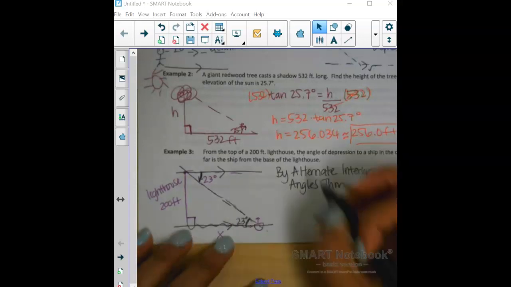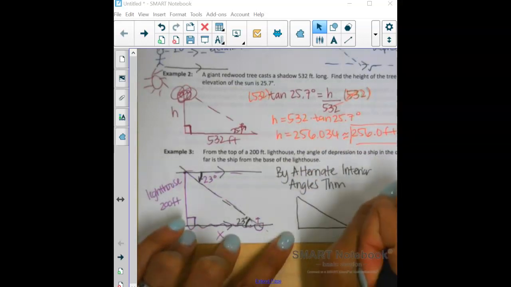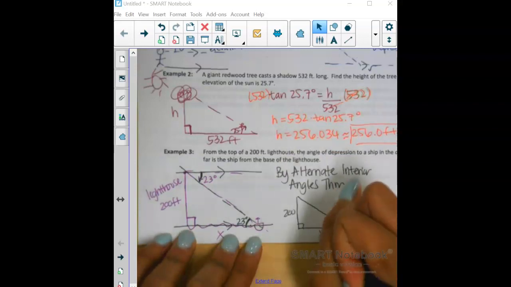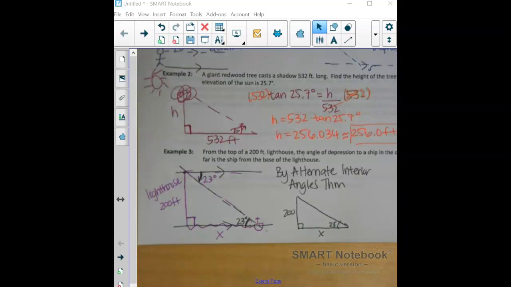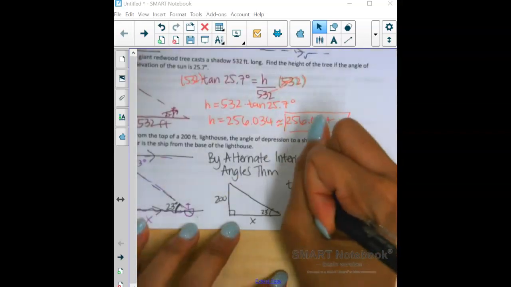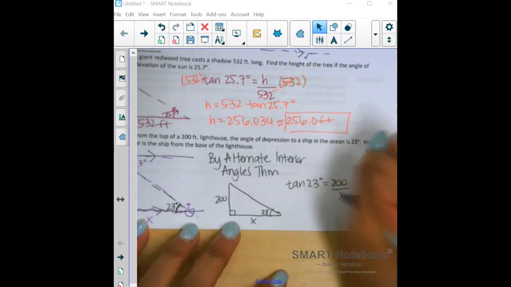Okay, so from this, I'm going to redraw my triangle a bit since it's been kind of destroyed. And I'm going to make my right angle. This is 200 feet. This is x. And this guy here is 23 degrees. All I need to do now is figure out which trig function to use. So that we don't have a hypotenuse, let's go ahead and use tangent. So tangent of 23 degrees is going to equal opposite over adjacent.